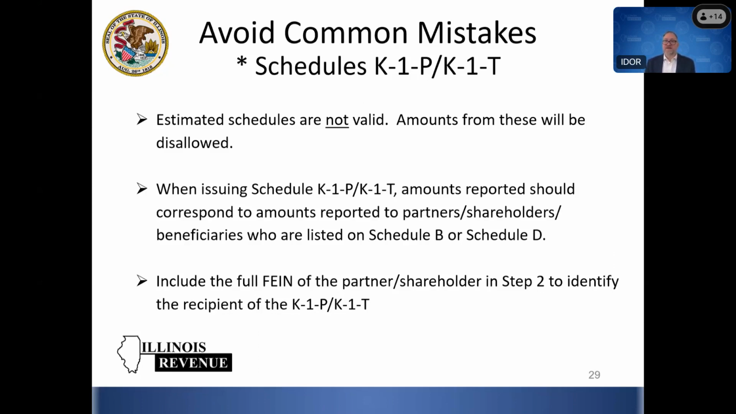When you fill out the Schedule K1P or the K1T, we also ask that you be sure to include the full FEIN number for the recipient, partner, shareholder, or beneficiary. That's on step 2 of the K1P or K1T. An incomplete form will again cause delays in the processing of the return.